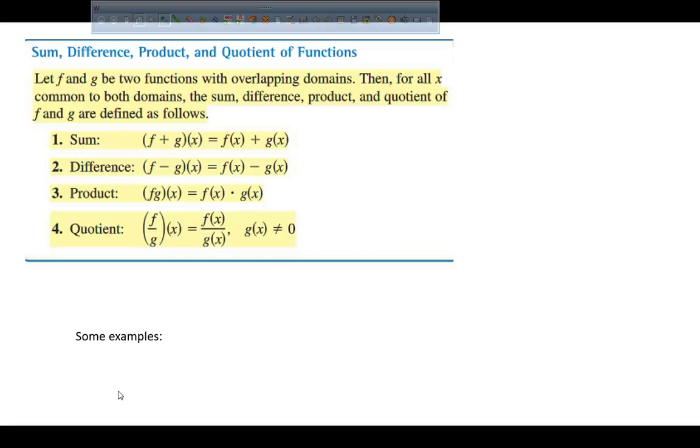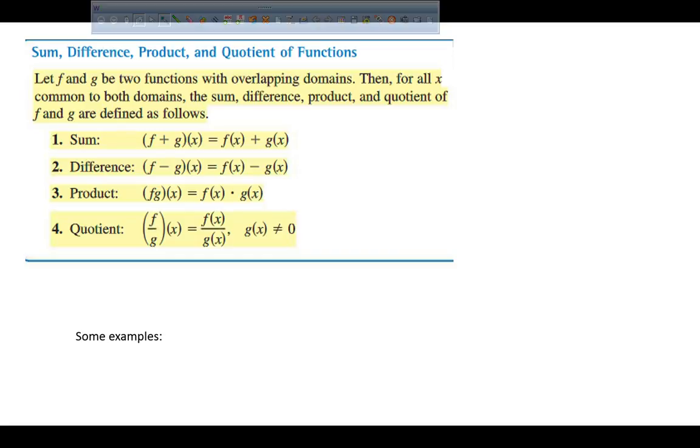So these are some rules for composition of functions. Compositions of functions are when you take 2 different functions and you add them together, subtract them, multiply them, or divide them. Have you seen this before? Yeah. So basically, you just some examples.